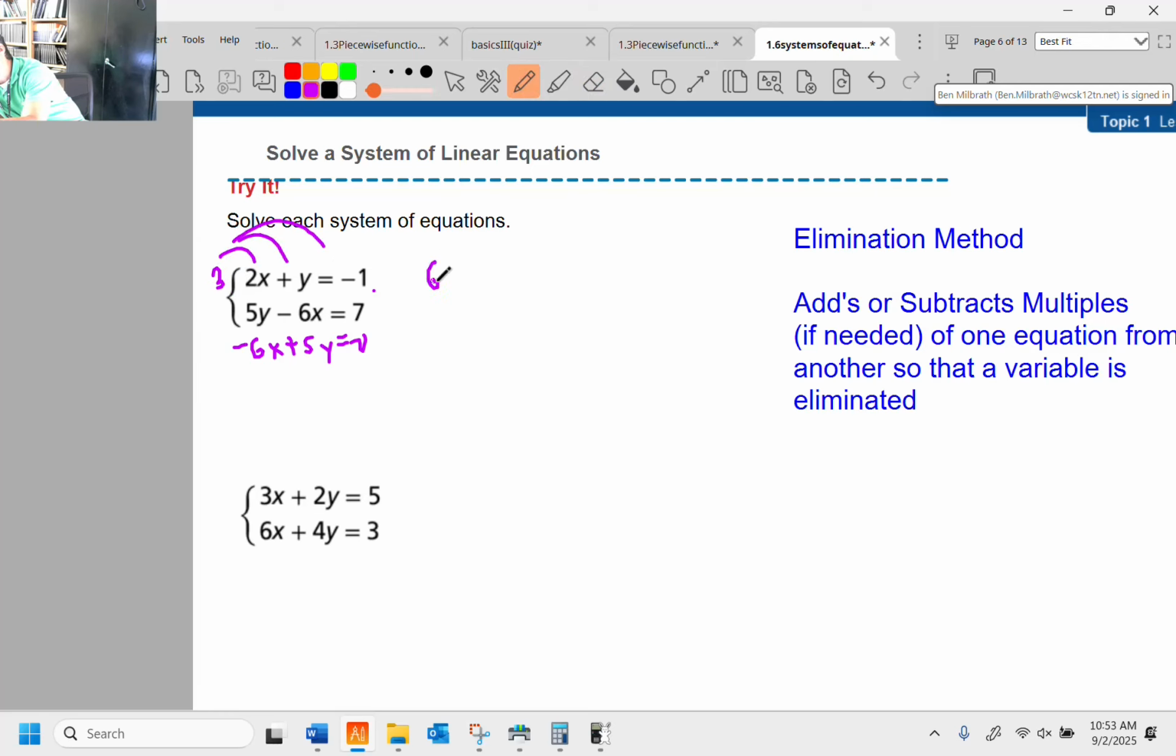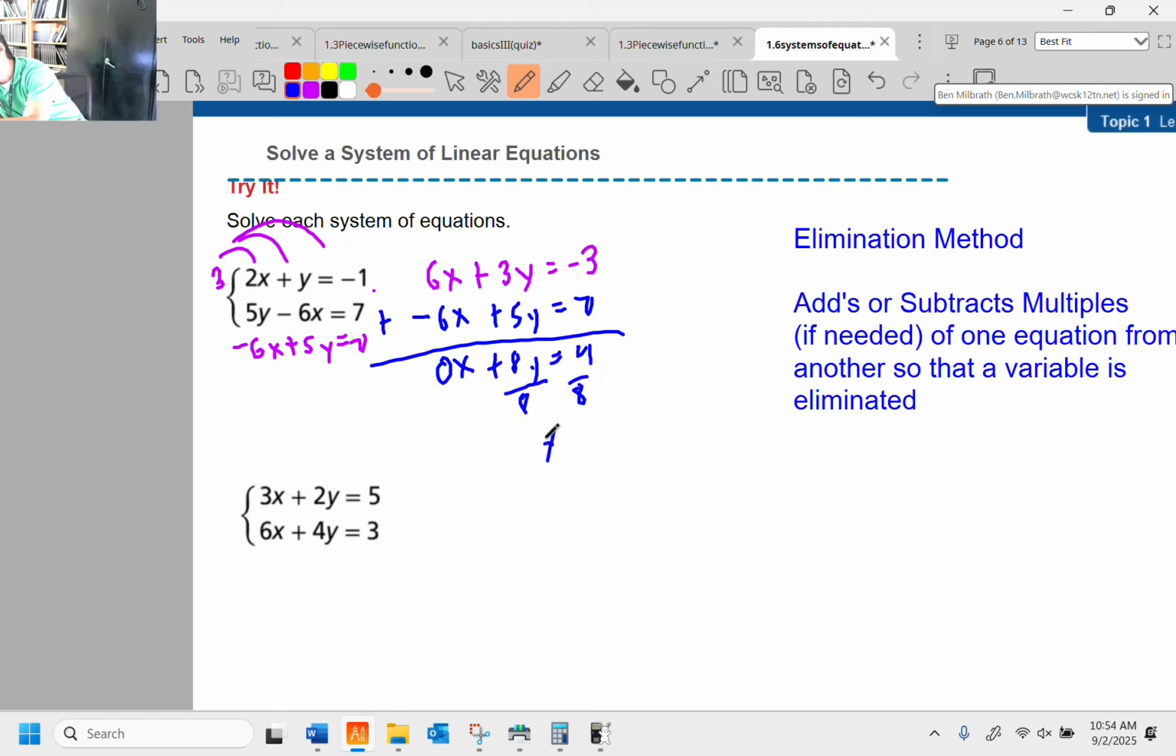3 times 2x is 6x. 3 times y is plus 3y, and that would equal negative 3. And we're going to leave the bottom equation alone. We're just going to put it in standard form. And if I add down, you'll see that the x's disappear because 6 plus a negative 6 is nothing. And then I'll have 8y, and negative 3 plus 7 is 4. Divide out my 8, and I'll have a y value of a half.